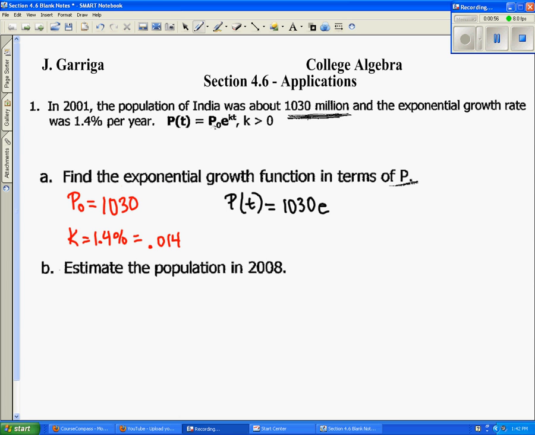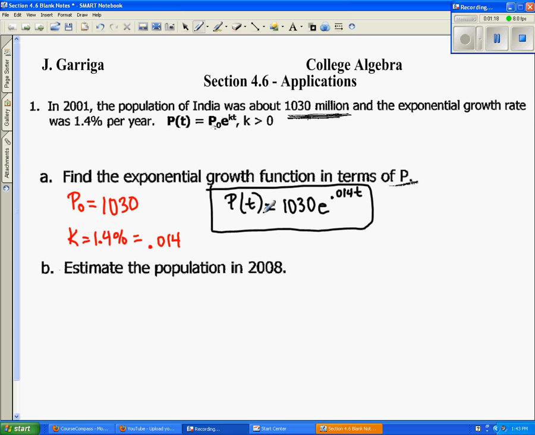then e. Now I need to raise it to the k. Well, I know what k is. That's 0.014. And then now I have a t. And I don't know what t is. So this is going to be my exponential growth function in terms of P.